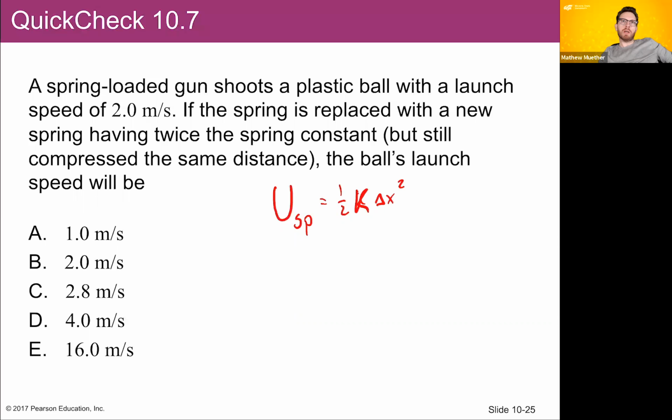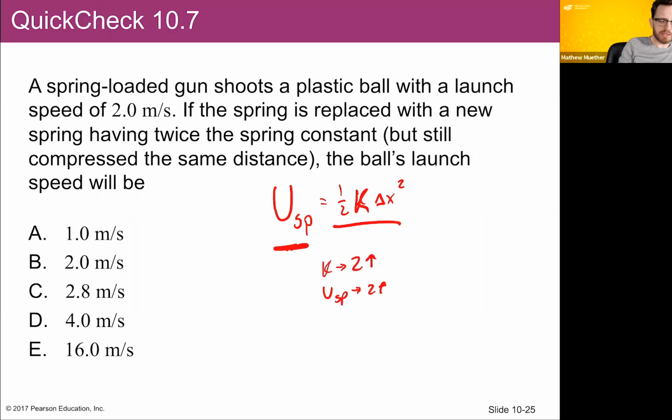Okay, let's go ahead and end this poll. All right, we have some results kind of all over the place here. Most popular answer was E though. So if I double the spring constant and keep everything else the same, what's going to happen to the amount of initial spring potential energy? If I increase k by a factor of 2, then my spring potential energy is going to go up by a factor of 2.